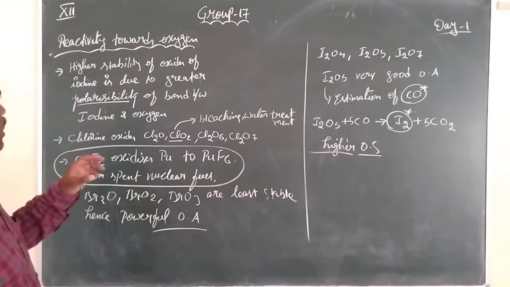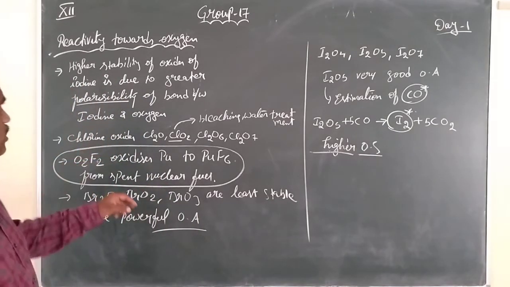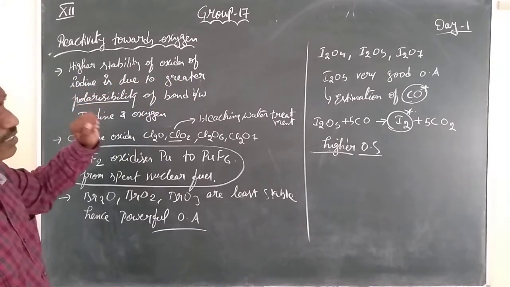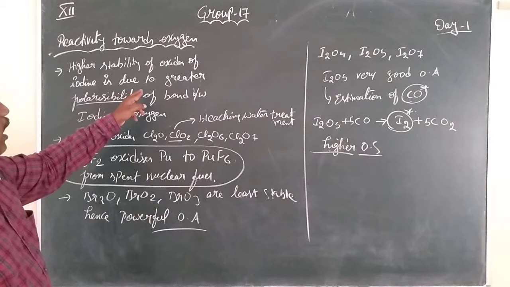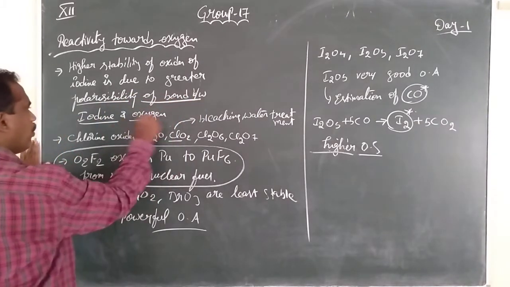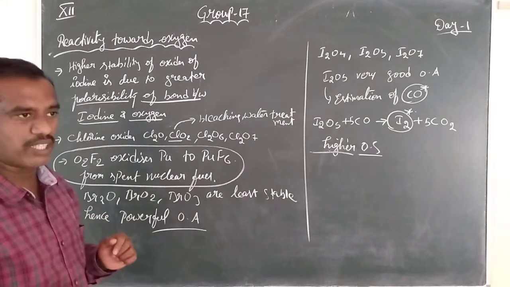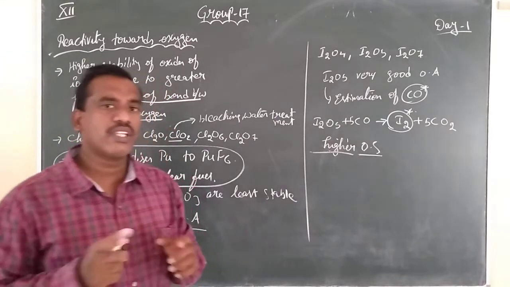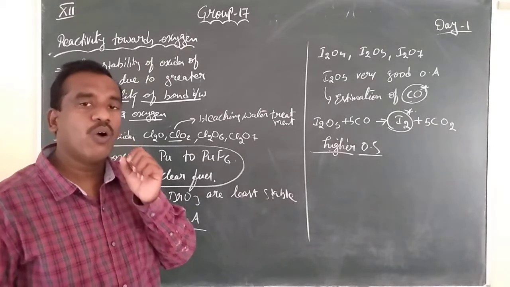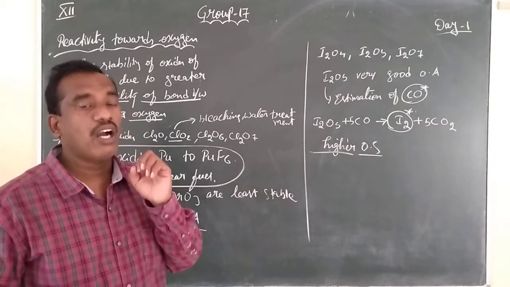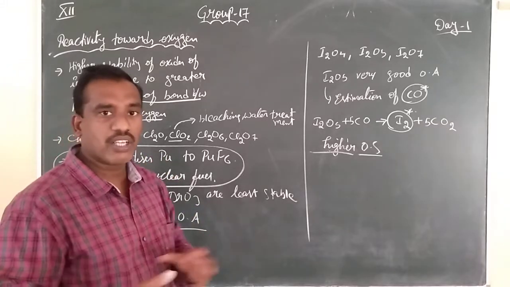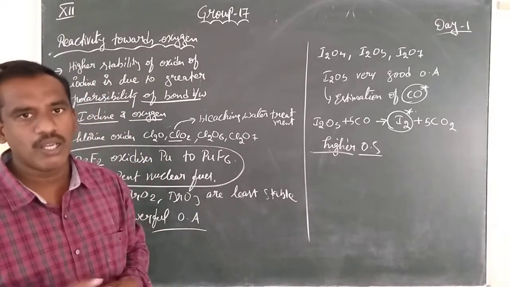Now coming to iodine, its reaction with oxygen, you can see higher stability of oxides of iodine, due to the greater polarizability of the bond between iodine and oxygen. Polarizability we covered in states of matter in the first year. So iodine oxides are more stable only due to the polarizability of the bond between iodine and oxygen. These simple points I covered from the textbook, so you can follow them.